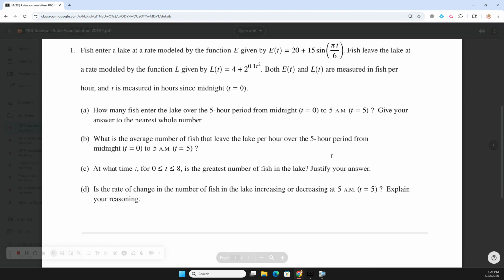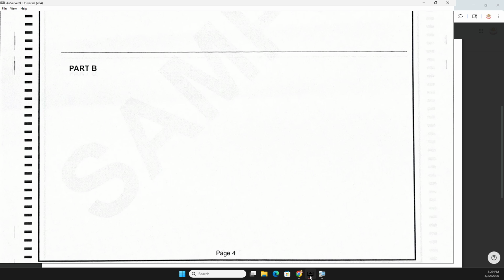All right, and then for part B, we want to know what is the average number of fish that leave the lake per hour over the 5-hour period from midnight to 5 a.m. All right, so when we're looking for an average number, like we just learned recently, that's when you're going to do 1 over, and then we're going from 0 to 5, so it would be 1 over 5 minus 0 times the integral from 0 to 5.